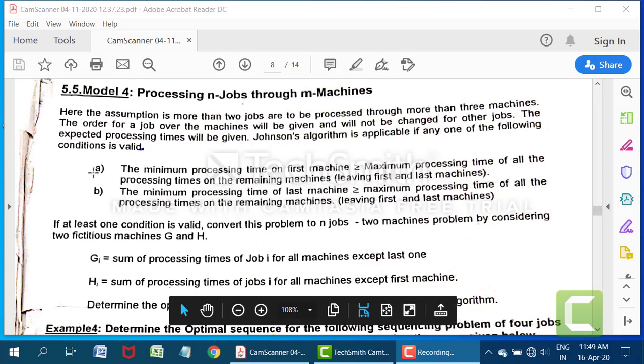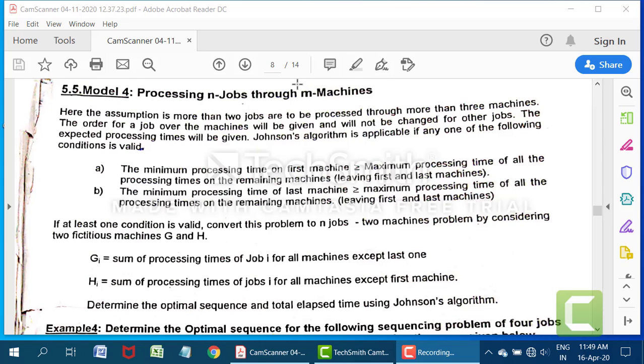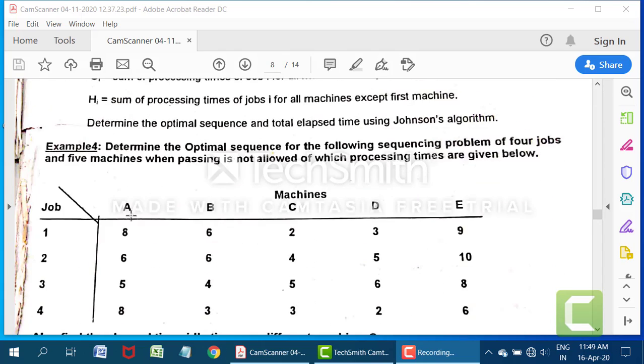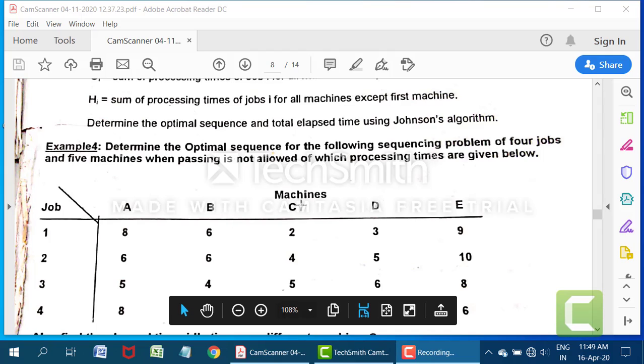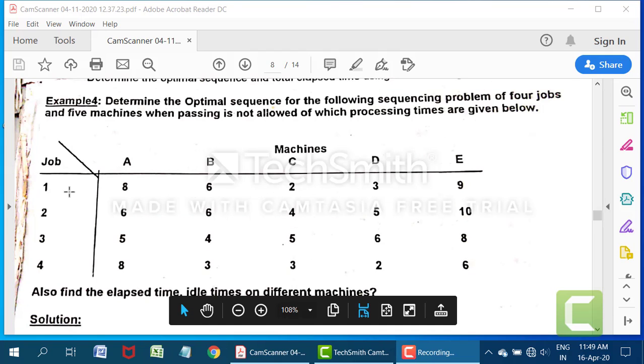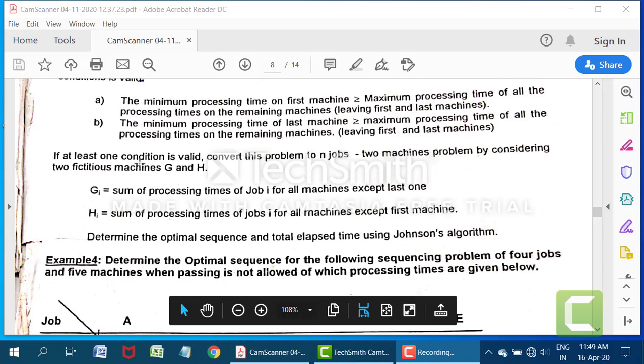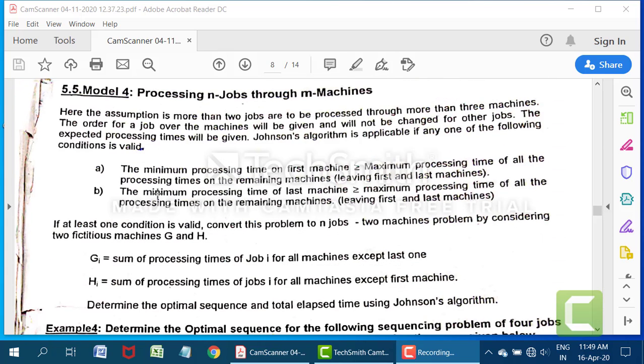So here also Johnson's algorithm can be applied to solve this particular model. See, the problem will be given like this: A, B, C, D, E. Five machines are given. It's not three machines. If it is two machines, N jobs; if three machines, N jobs; earlier models have been seen. Now, number of machines more than three, and number of jobs more than two. So this is now a model coming under N jobs, M machines. So for this also, Johnson's algorithm can be applied.